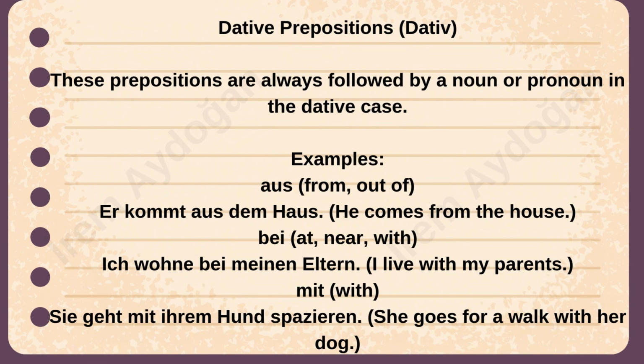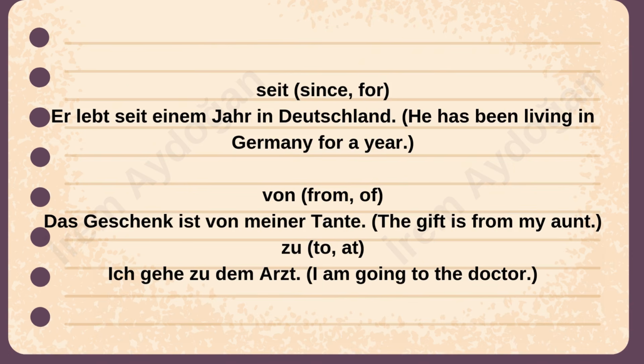And the next one, seit means since or for. Er lebt seit einem Jahr in Deutschland. He has been living in Germany for a year. I mean this, or I can say he always lives in Germany for a year. Both of them are true in translation, but just be careful. Seit einem Jahr is the dative case, dative form.